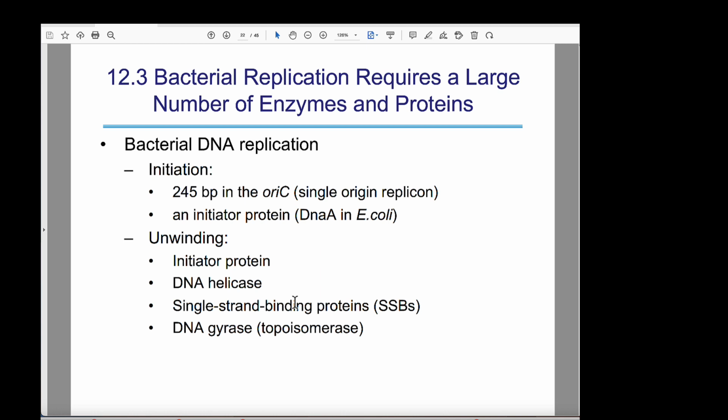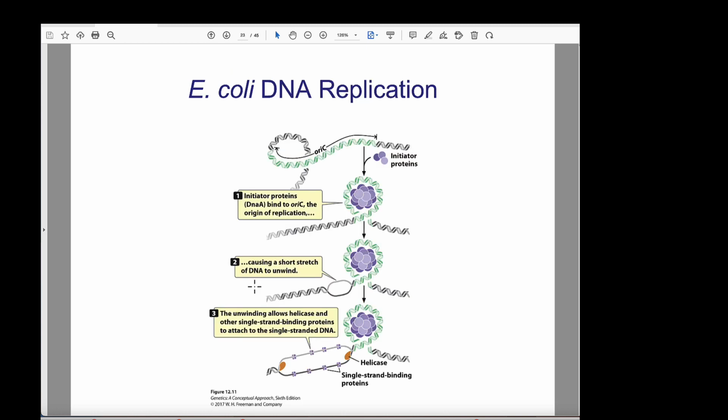And then you have DNA gyrase, which is a type of topoisomerase, and that enzyme helps with relieving the tension that can occur from supercoiling. So let's look at a pictorial example of that. Here you have your initiator proteins that bind to the ORC, or the origin of replication. Then you have your other molecules that help to unwind a short portion of the DNA, as you see here, causing a bubble to form. And this allows for the machinery to get access to both strands.